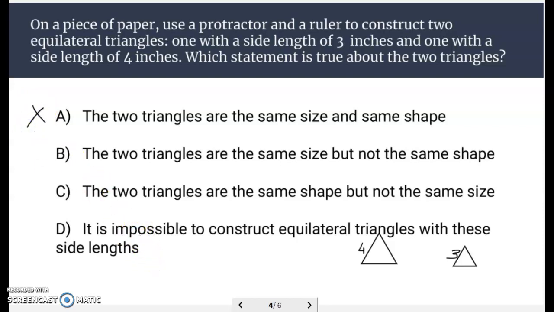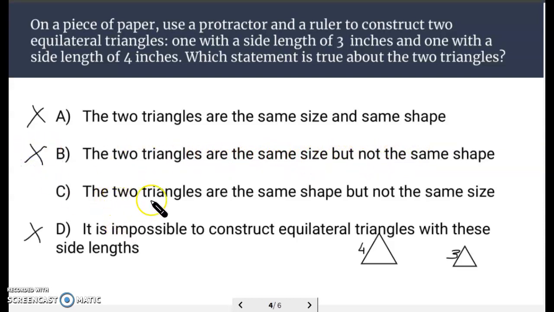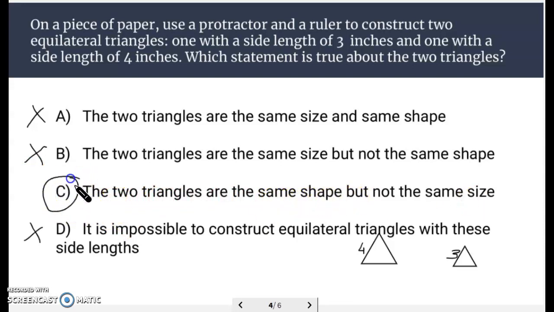D, it is impossible to construct equilateral triangles with these side lengths. No, I just did. We can do it. Let's look at B. The two triangles are the same size, but not the same shape. That is not true. The opposite of that is true. So C, the two triangles are the same shape, but not the same size. There's the true statement. Notice they have the same shape, but they're not the same size. One is bigger than the other.